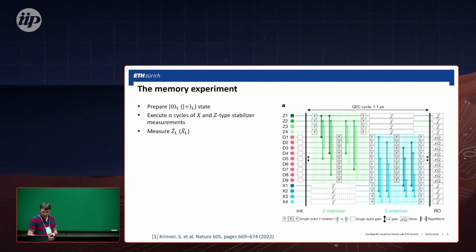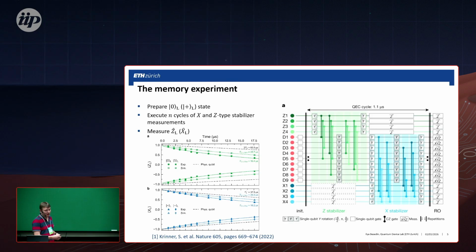Okay, then the first thing you can do is a memory experiment. You prepare the logical 0 state or the logical plus state, and the logical 0 state is prepared by just not doing anything to the qubits in the beginning. They begin in the 0 state, and you just measure these Z-type stabilizers for the whole surface code, and then the X-type stabilizers, and then the Z-type again. And after repeating this several times, you can see that the logical degrees of freedom have the same value as before, except it decays with time.